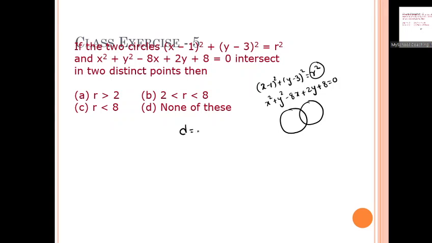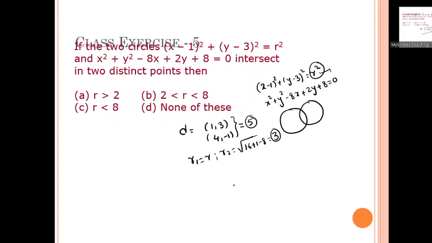First, distance between the centers. One center is (1,3), the other center is (4,-1), right? So distance kitna hoga, koi bol sakte hain? Can someone get me the distance? 5. Distance is from distance formula 5 units, okay? Now what is the first radius? R1 is nothing but r as given in the question. What is R2? Root of 16 plus 1 minus 8. So it will turn out to be 3, okay?